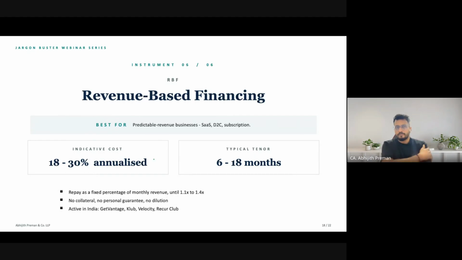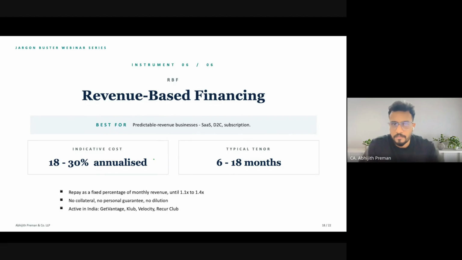Then we have revenue-based financing. This is not very new, but a newer concept here. It's best for predictable revenue businesses like SaaS, D2C subscription model kind of business. The indicative cost is 18 to 30% annualized, so the interest is much higher. Typical tenor is 6 to 18 months. Here, you repay as a fixed percentage of monthly revenue until 1.1x to 1.4x.